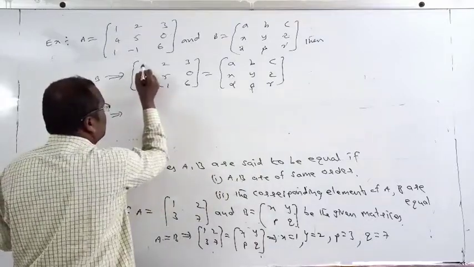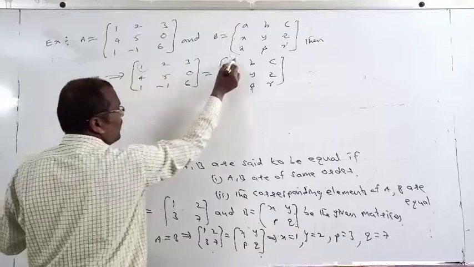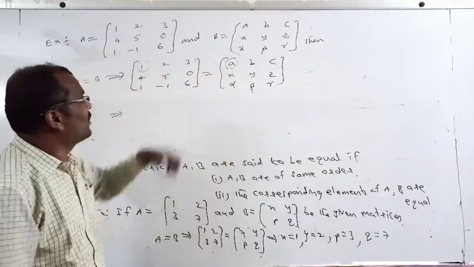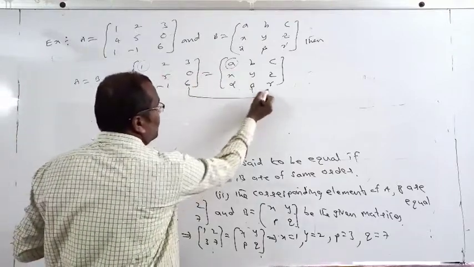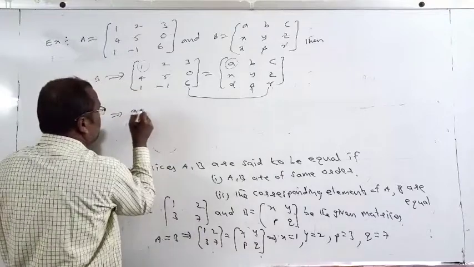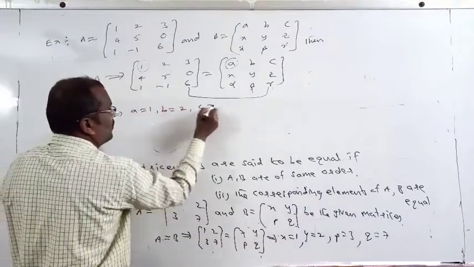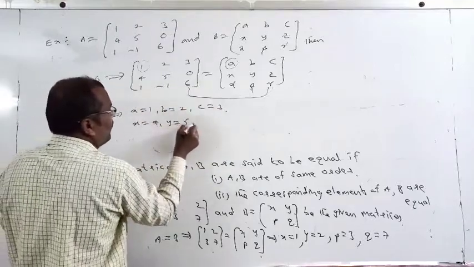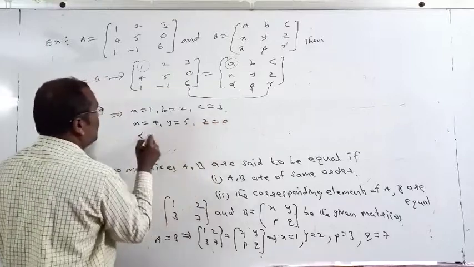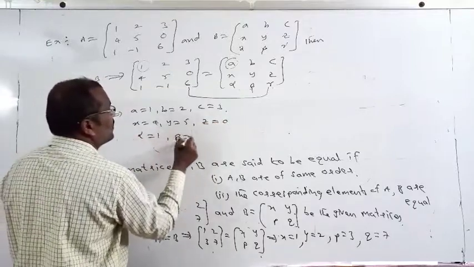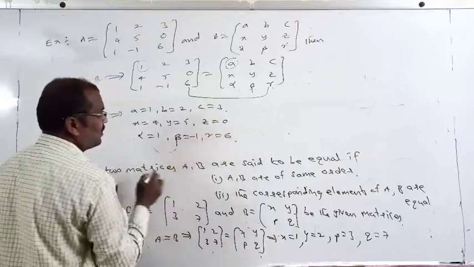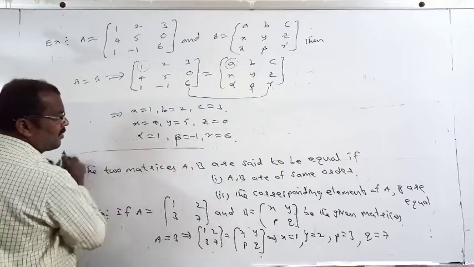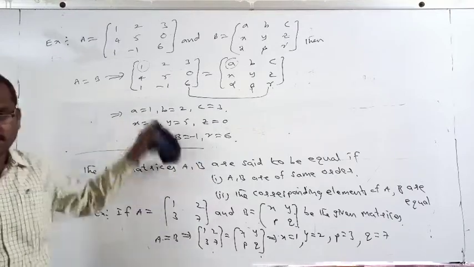So see this one. This element is equal to this element, correct, the same position. The element at the same position, first row, first column to first row, first column. So these two are also equal. Like this, A is equal to 1, B is equal to 2, C is equal to 3. Second row: X is equal to 4, Y is equal to 5, and Z is equal to 0. Alpha is 1, beta is minus 1, gamma is 6. So write down the definition and examples.